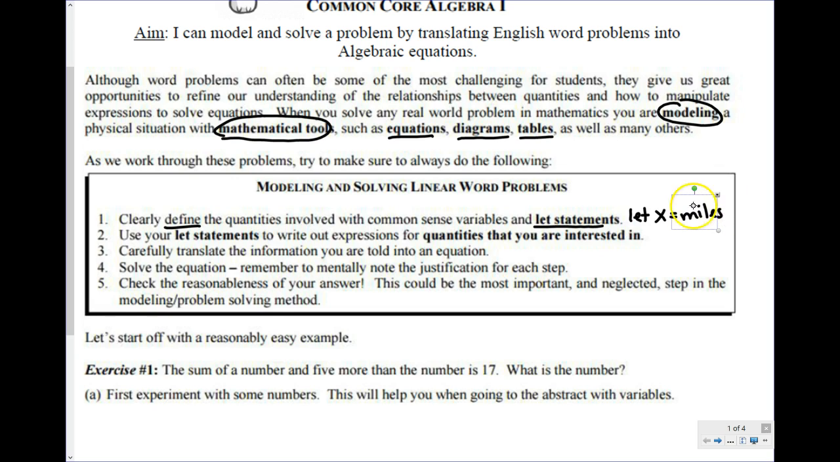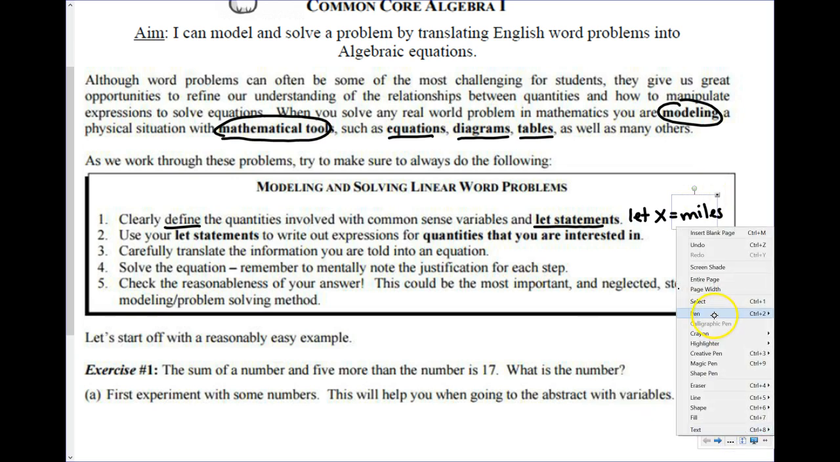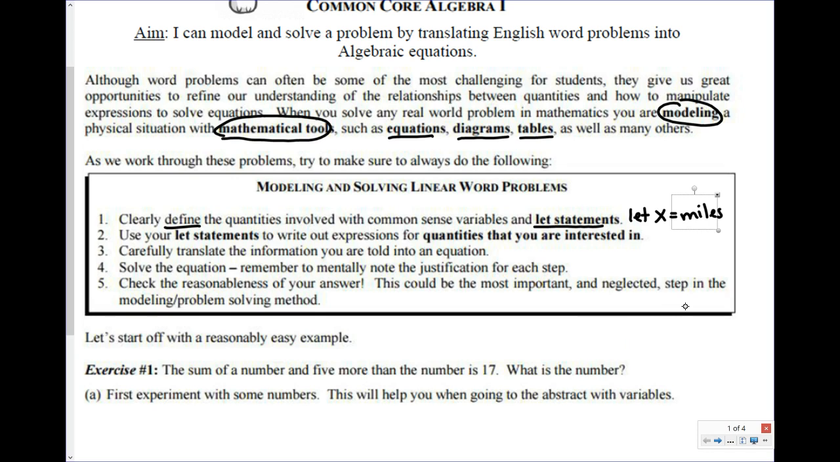Okay, that's an example. Number 2, use let statements to write out expressions for quantities you're interested in. So if I know that x equals miles, I could say something like maybe x plus 4. Now that I know that miles, I go 4 more miles. Number 3, carefully translate the information you're told into an equation. So in the problem, they're going to give you a lot of information. We're going to figure out how do I make that into something with an equal sign.